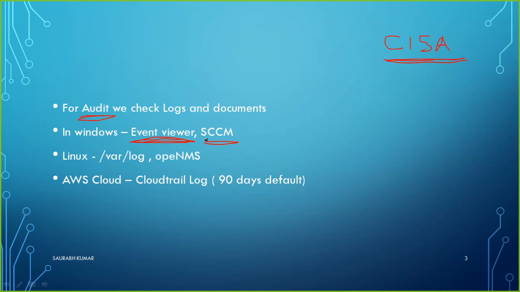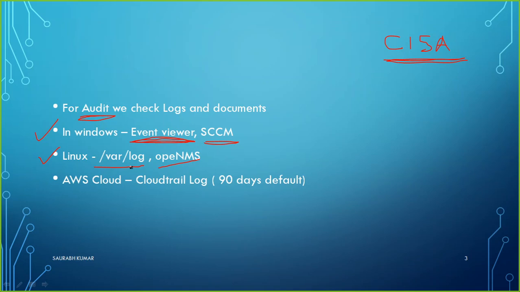Now if you have a Linux type of machine, then you can go to the /var/log folder. There all the log files are stored, and you will be able to do the auditing from there. Or you can use tools like OpenNMS or something. Similar to the way I showed you that in Windows you can use Event Viewer, in Linux you can use this tool or the log folder.